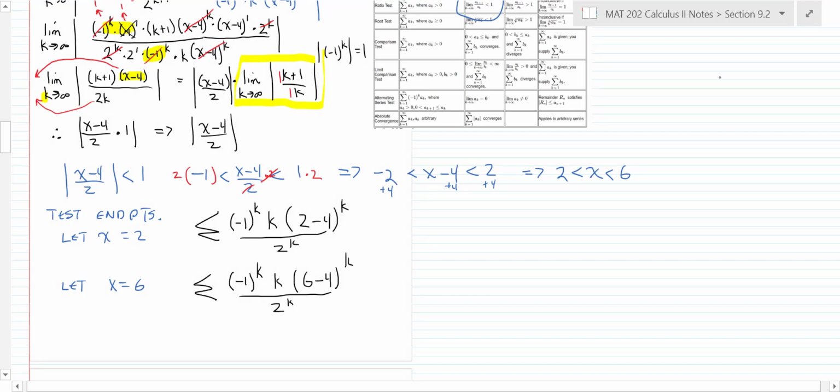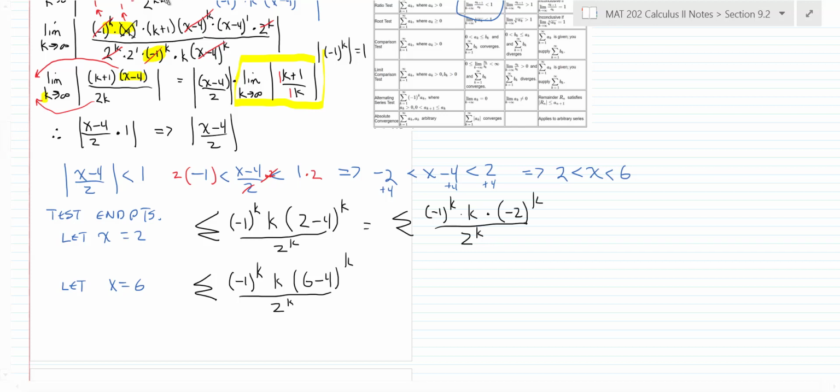Okay, they usually turn out to be things that you would recognize, like maybe an alternating harmonic series or a harmonic series or a geometric series, something like that. So what I'm going to do is, when we do this, let's clean this up a little bit. We'll have the series (-1)^k times k, and this is going to be times (-2)^k over 2^k, like that.